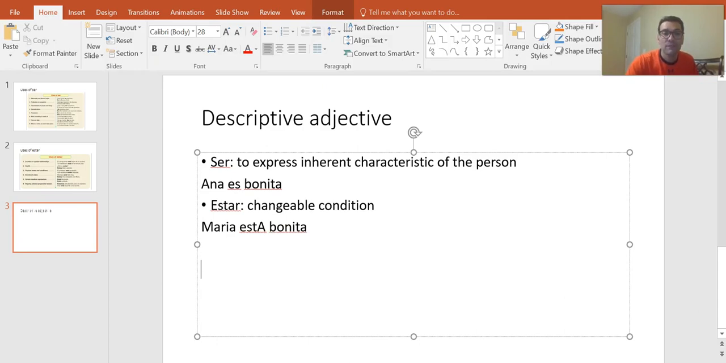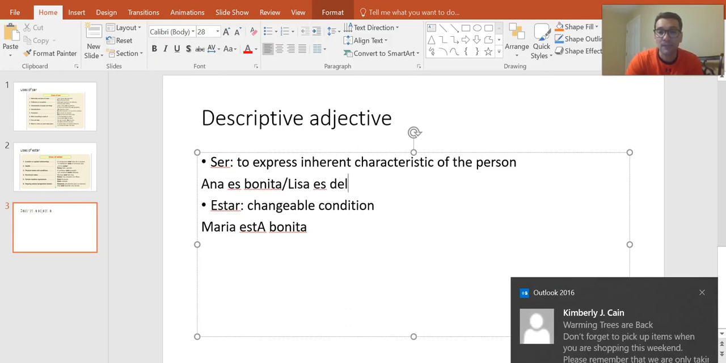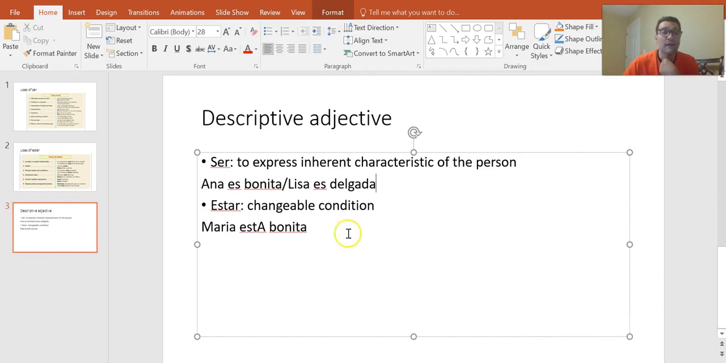Okay? Another example, if I have two sisters, one that is always thin, she works out all the time, right? And I would say, Lisa es delgada, okay? Delgada. And now I have another sister that didn't work out or anything, and she had a different diet, but she got sick, and she's been losing weight because of the disease that she had.